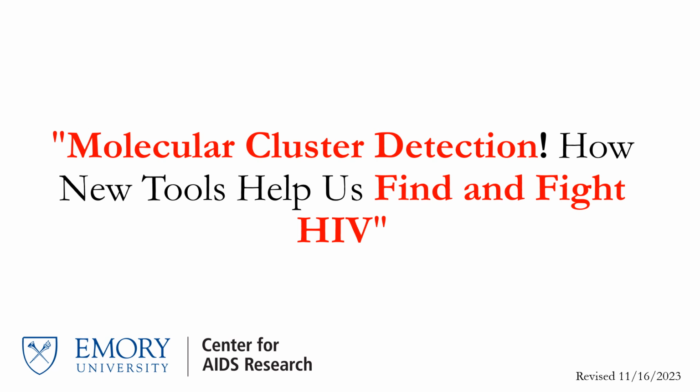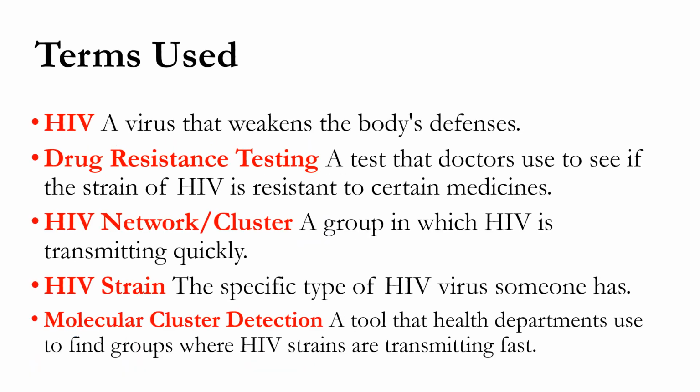This presentation will give us some info on how these new tools help us find and fight HIV. These are the terms we will be referring to throughout this presentation. HIV, a virus that weakens the body's defenses. Drug resistance testing, a test that doctors use to see if the strain of HIV is resistant to certain medicines. HIV network or cluster, a group in which HIV is transmitting quickly. HIV strain, the specific type of HIV virus someone has. Molecular cluster detection, a tool that health departments use to find groups where HIV strains are transmitting fast.